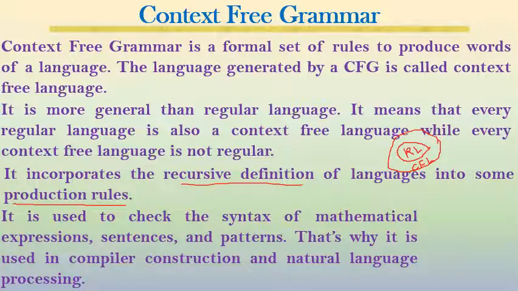It is used to check the syntax of mathematical expressions. It is very important because in compiler construction we come across different situations in which we usually check the syntax of some things, like syntactical errors or syntax errors. Through context-free grammar we check the syntax of mathematical expressions, similarly sentences in natural language processing, and patterns in pattern matching, etc. That's why it is used in compiler construction and natural language processing. You may know that in C++ we have syntax for everything. An if statement has its own structure and its own syntax. Similarly a function declaration, function call, function definition, and variable declaration, everything in C++ or any programming language follows a strict, restricted syntax. This syntax is actually defined using context-free grammar.